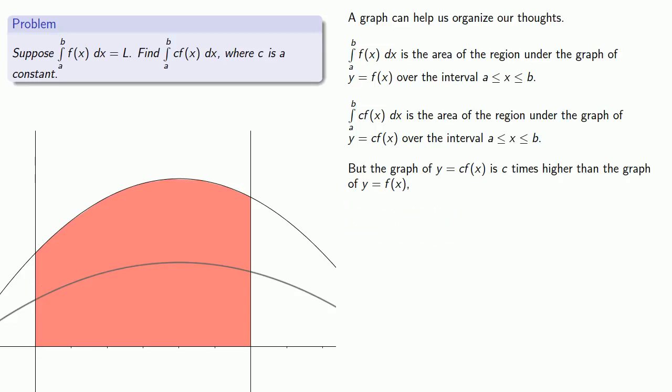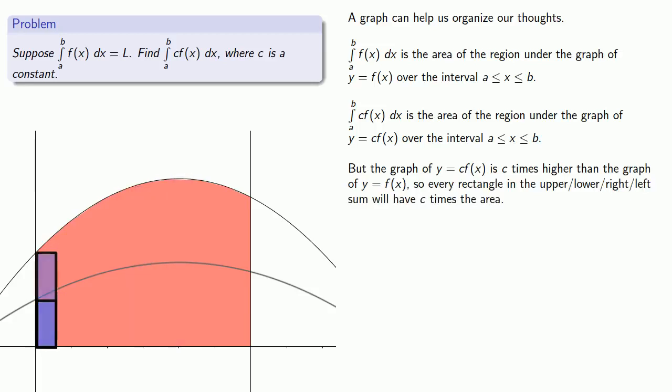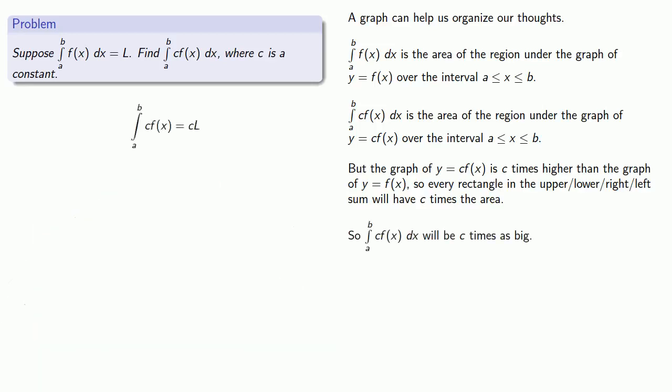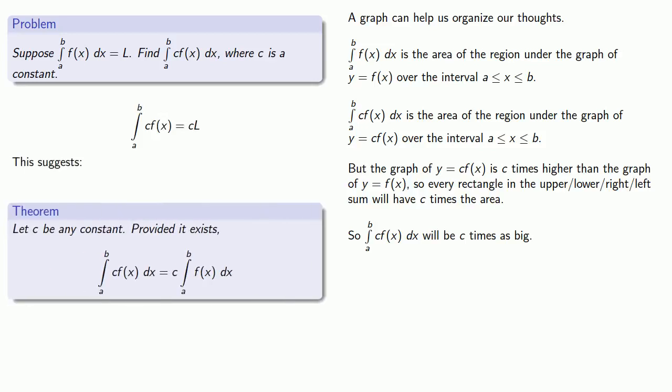So when we try to find its area, every rectangle in the upper, lower, left, or right sum will also have c times the area. And so that means our definite integral will be c times as big. And this suggests the following. Let c be any constant, provided it exists, the definite integral of c times a function is equal to c times the definite integral.